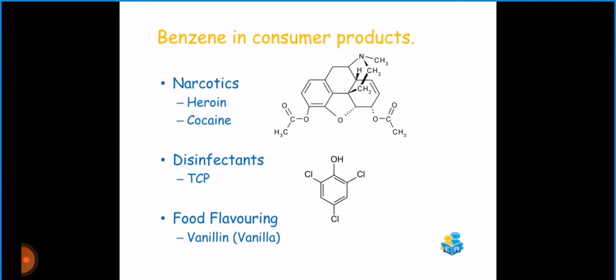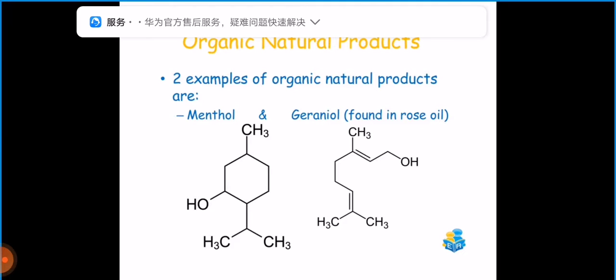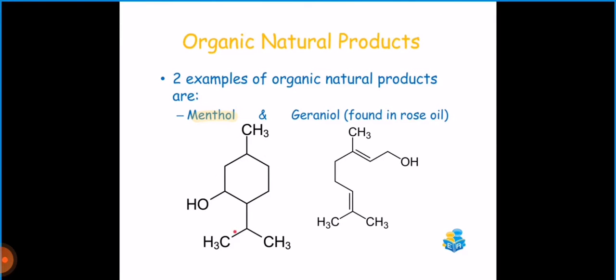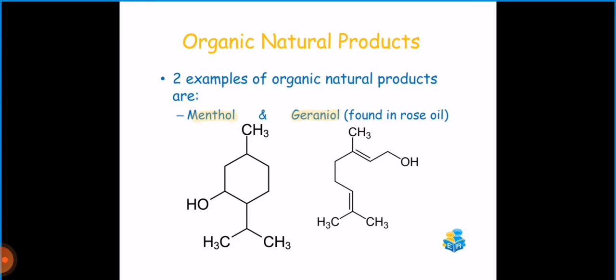Benzene is found in a lot of consumer products as well, so it's found in narcotics, for example heroin and cocaine, and this here is the structure of heroin, so as you can see it's actually very complicated. Benzene can also be found in disinfectants, for example TCP, which has this structure here, and it can also be found in food flavourings such as vanilla. So some examples of organic natural products are menthol, which is this structure here, and geraniol, which is found in rose oil and is this structure here. Now you'll never be asked to draw these, but you may be asked to name them.